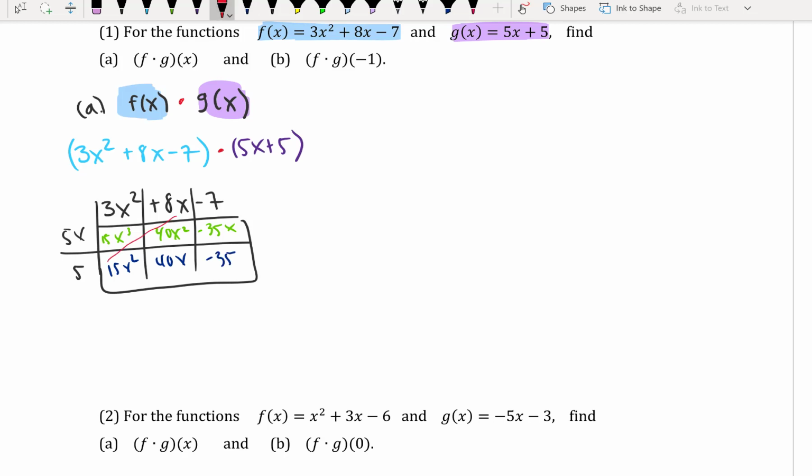And remember, your diagonals are going to be added together. So you'd have a 15x to the third power. You would have a positive 15 plus a positive 40. This is going to give you a positive 55x squared. A positive 40 minus 35, which is a positive 5x, and a negative 35.